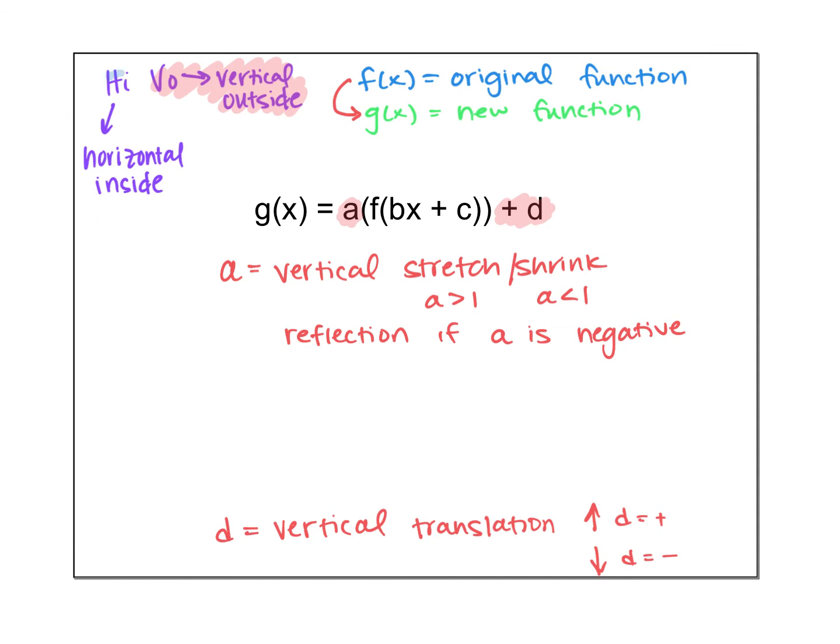Now onto the horizontal transformations. Horizontal transformations show up inside of our function. So these are the operations that are applied directly to x inside of the parentheses. Similar to a, this value b is being multiplied by x, so this is going to be a stretch or a shrink. However, since it's on the inside, it is a horizontal stretch or shrink.